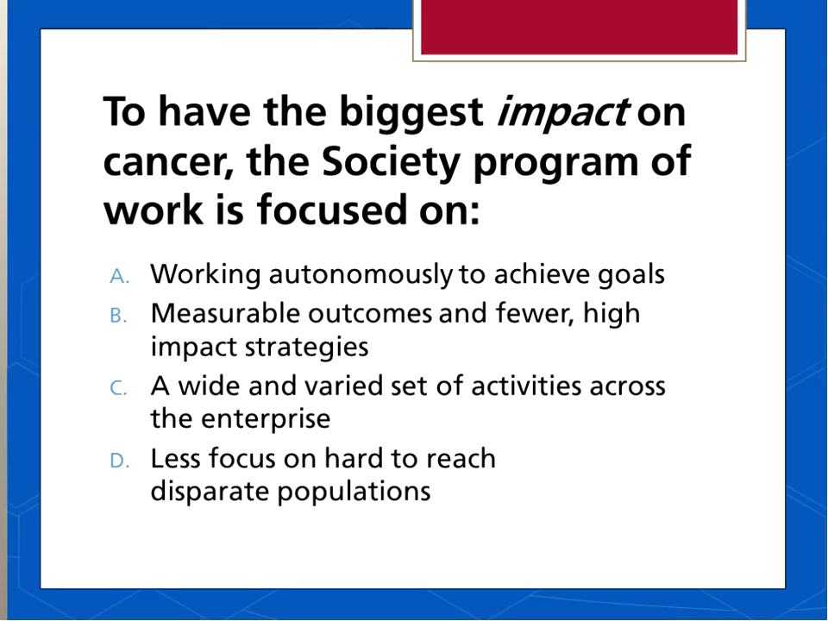Our next question. To have the biggest impact on cancer, the Society program of work is focused on which of the following? A, working autonomously to achieve goals. B, measurable outcomes in fewer high-impact strategies. C, a wide and varied set of activities across the enterprise. Or D, let's focus on hard-to-reach disparate populations. Which one of these do you think is what the Society's program of work is focused on now in order to have the biggest impact on cancer? Take your best guess.